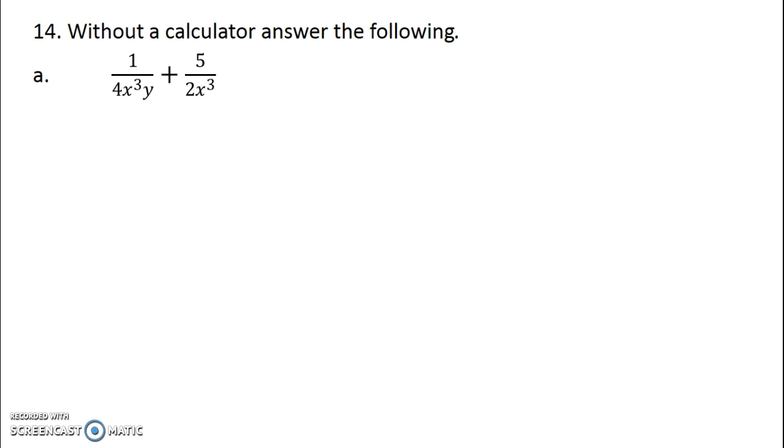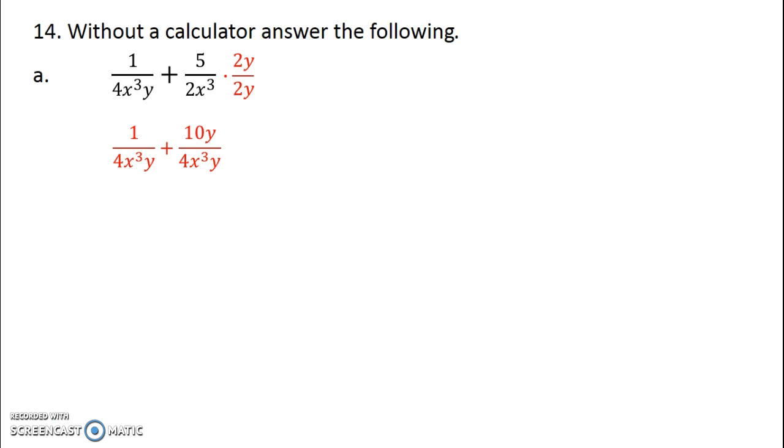We need to change the second one. It has a 2, it needs a 4, so we're going to multiply by 2. The x cubed is fine, but it does need the y. So ultimately, we're going to multiply that fraction by a 2 and a y. If we do it to the denominator, though, we have to do it to the numerator. So by doing that, we're going to keep the first fraction the same. 5 times 2y becomes 10y, and that created our denominator of 4x to the third times y.